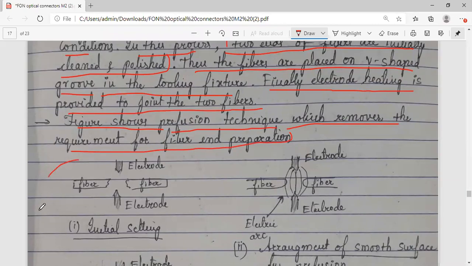You can see here the initial setting. You have two optical fibers. I have not drawn the detailed figure. Two fibers are there and two electrodes are there. You can see some rough surfaces at the ends. I have not done that end preparation, the face is not smooth and regular. So this is the initial setting. Even if you have these kinds of optical fibers, with the pre-fusion technique you can achieve this splicing.